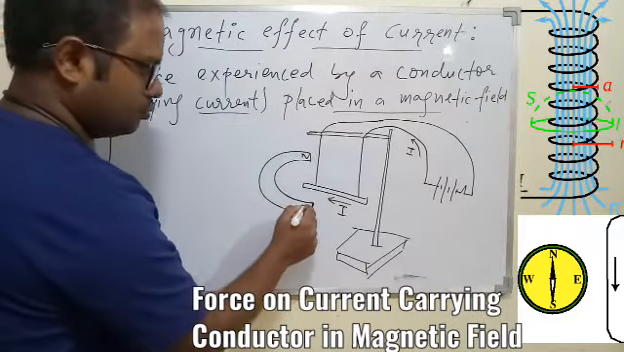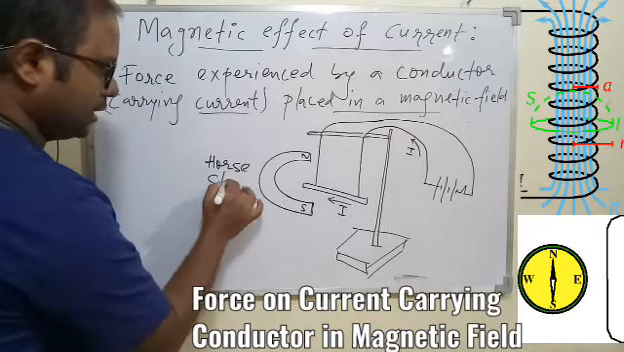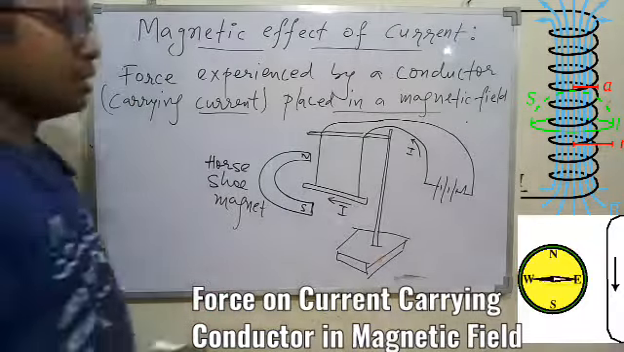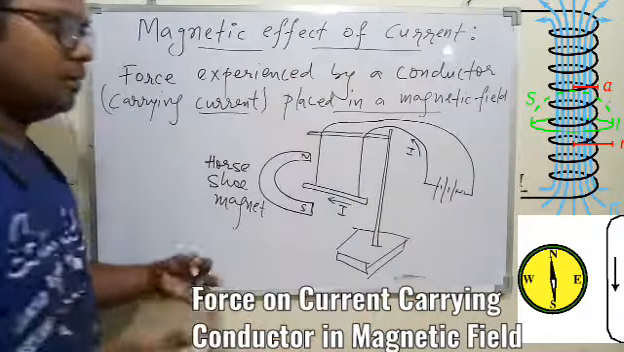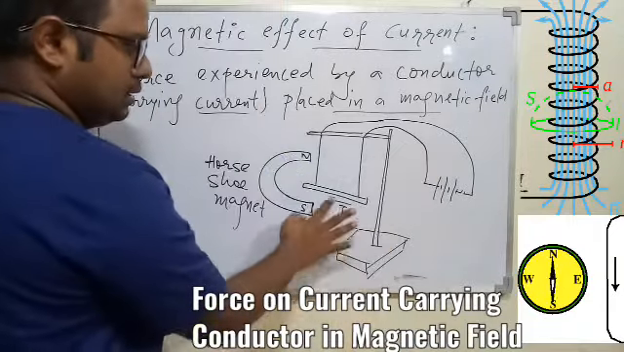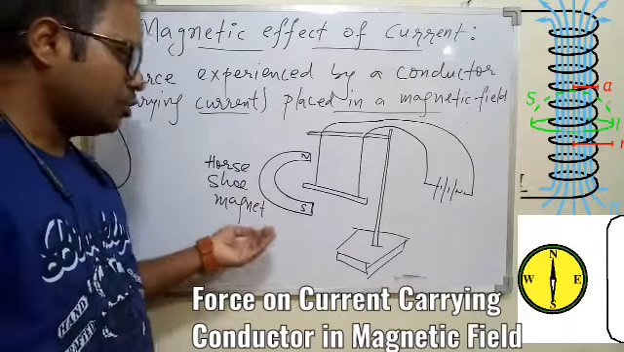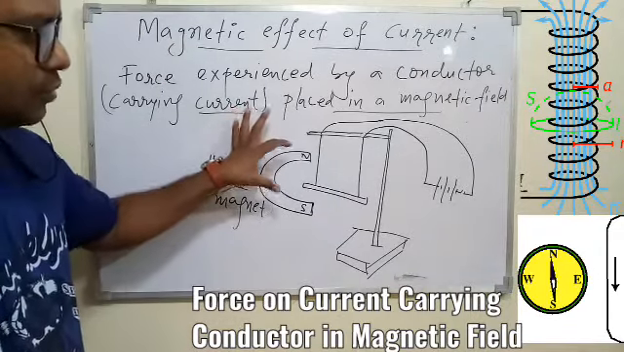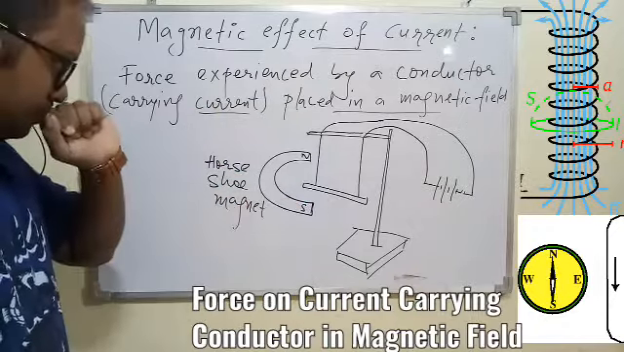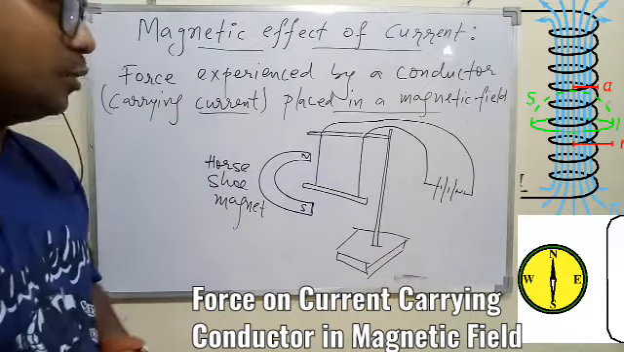This is north maybe and south pole. So this is your horseshoe magnet. Okay, so when we connect, the circuit is switched off, so there is no current in the circuit. I hope this setup is clear to you. Now we have a horseshoe magnet, and within the north and the south pole of the horseshoe magnet, the conductor is placed, and that conductor is finally connected with the power supply with the help of the switch.